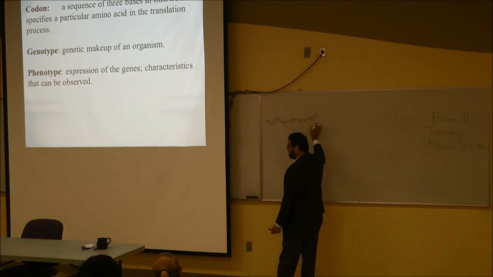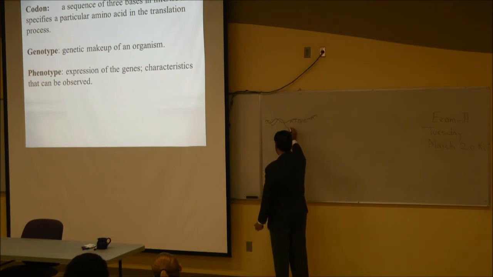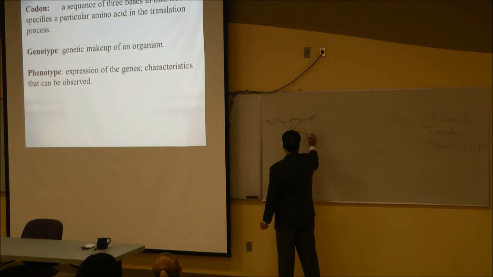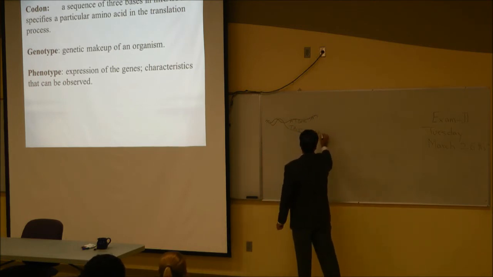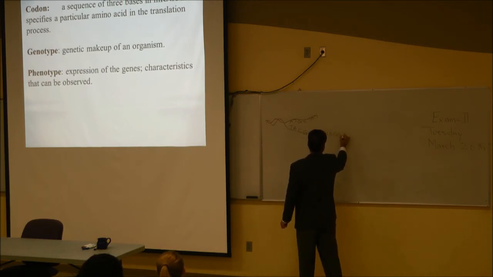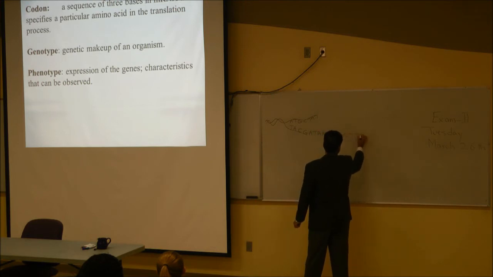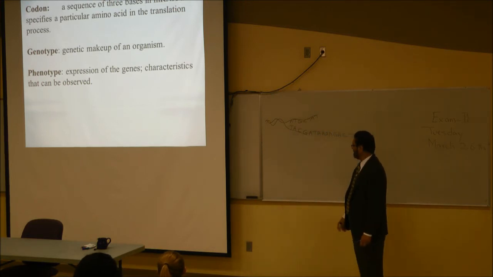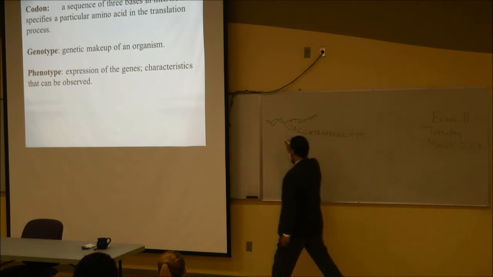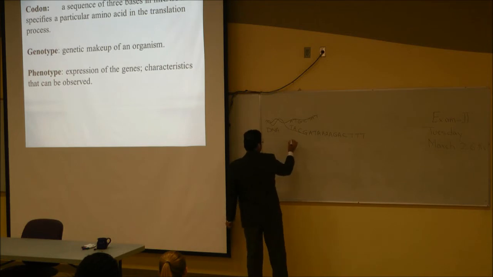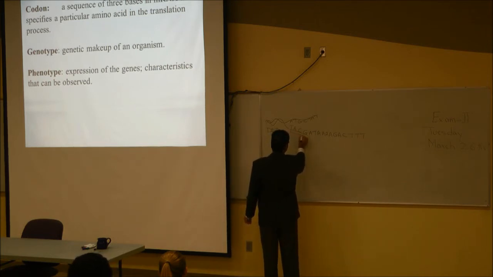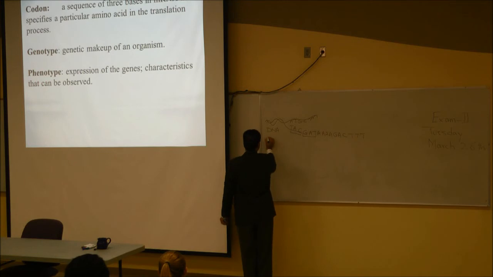Okay, one strand, opposite strand. A always pairs up with T, T with A, G with C, C with G, A, T, A, and so on. This is our DNA. And each three-letter word in DNA is genetic code.